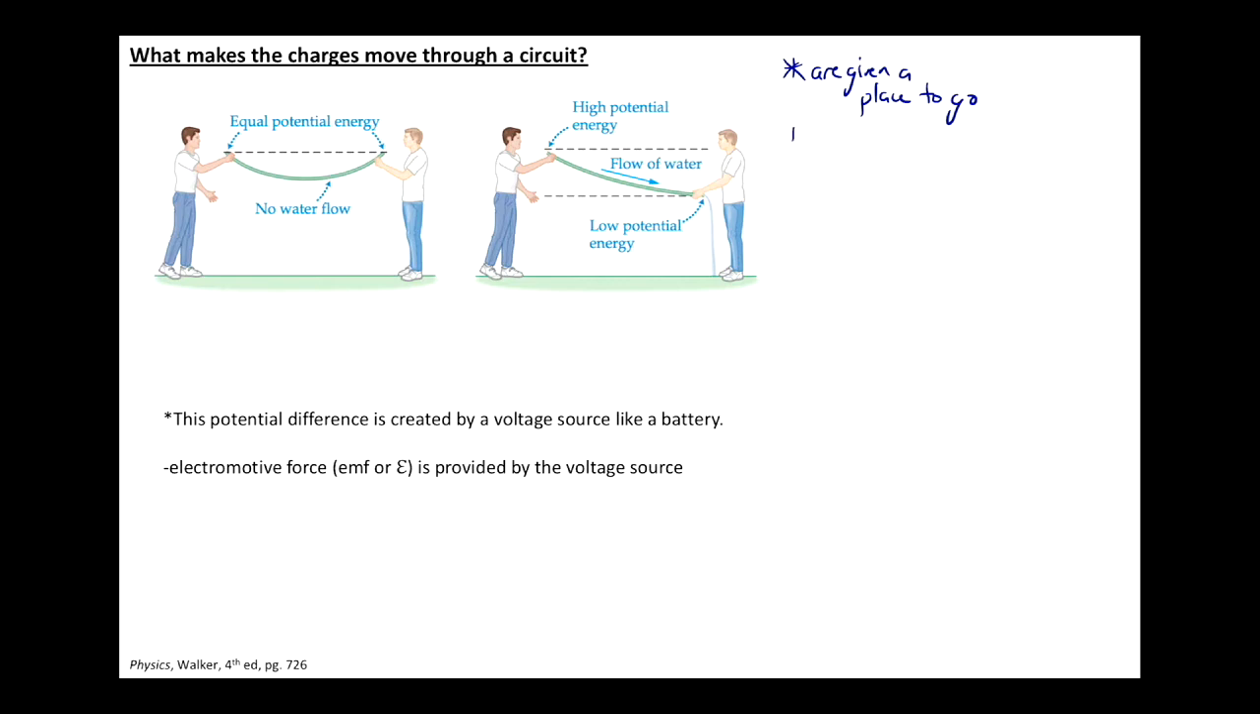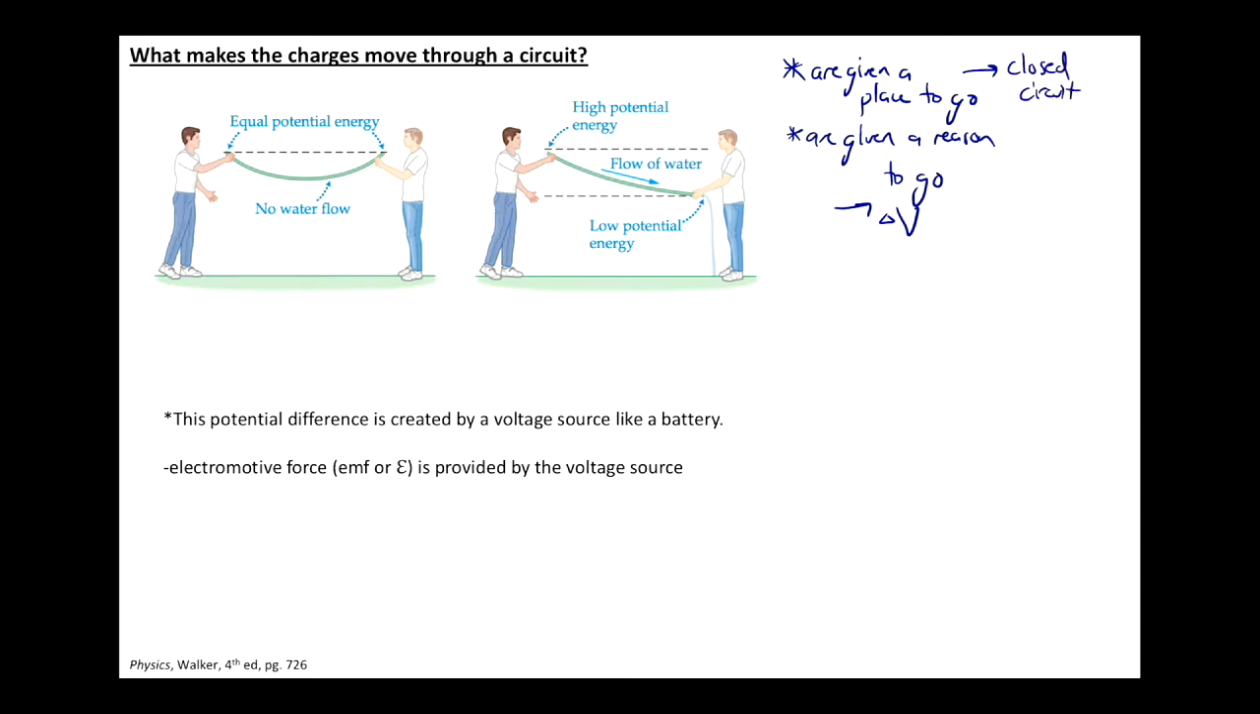But also we have to give them a reason. So we'll say they are given a reason to go. The reason to go is the potential difference. The path is a closed circuit.